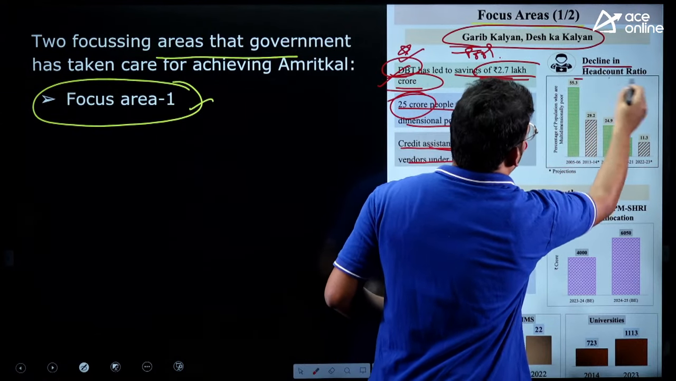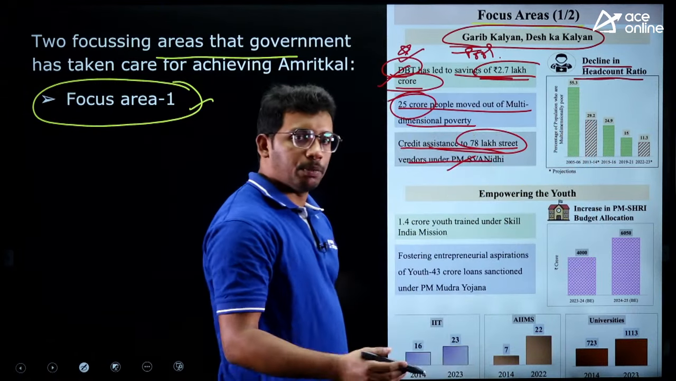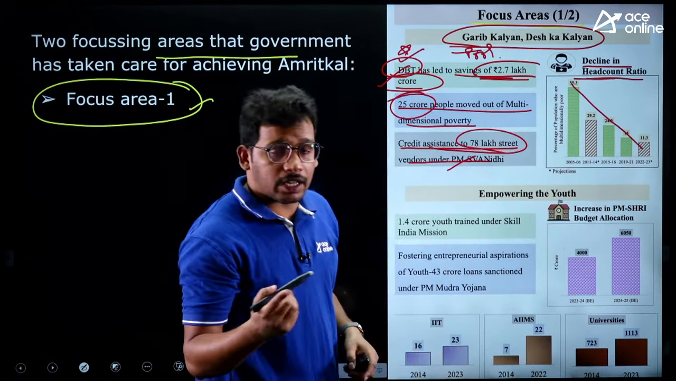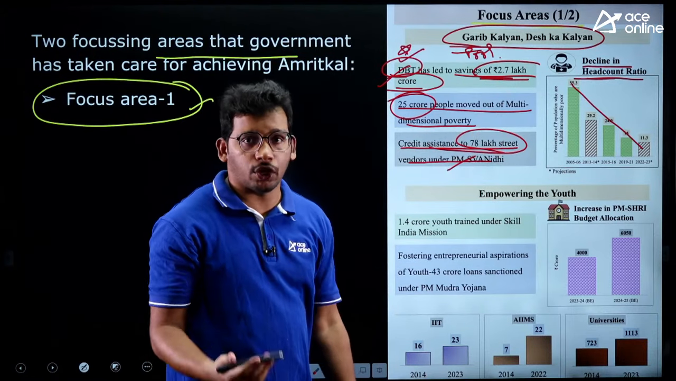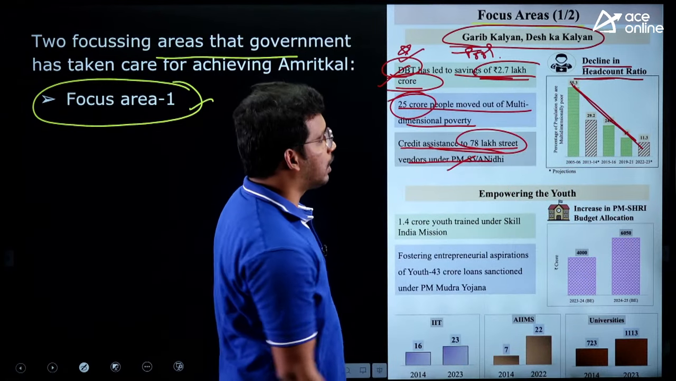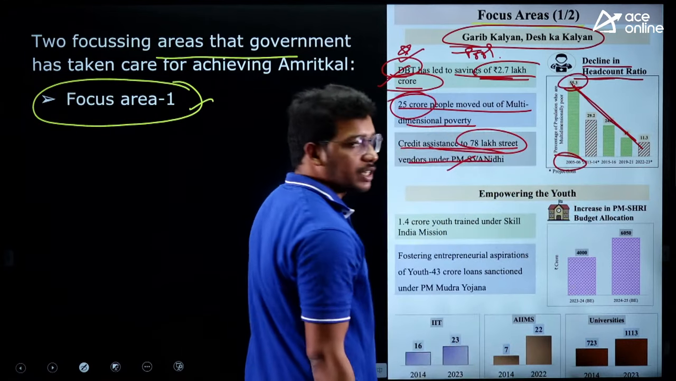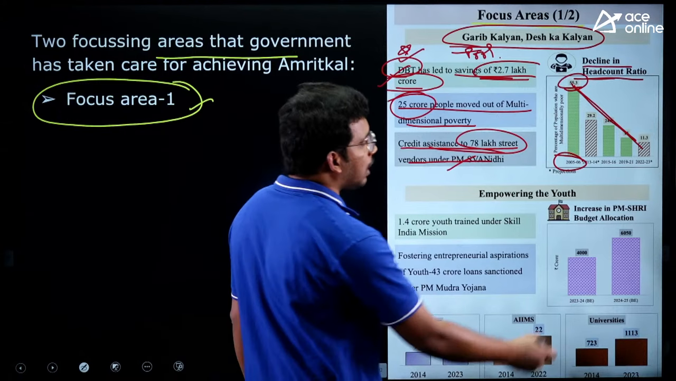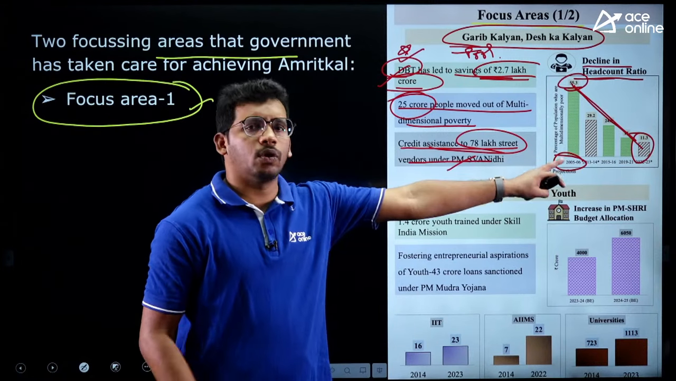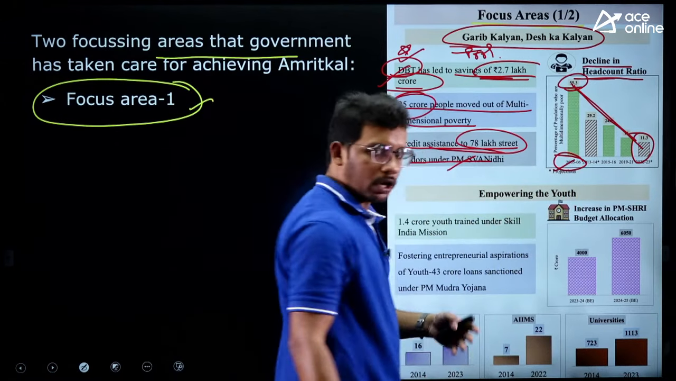And also, decline in head count ratio. That is again poverty only. Head count ratio means the number of people who are poor. So it keeps reducing. We discussed in one of the articles in the Daily Current Affairs the Niti Aayog report on headcount. Headcount is nothing but people who are in multidimensional poverty. The government says that in 2005, 55.3% of people were under multidimensional poverty. Now it has been reduced to only 11%. That means out of 140 crore in India, only 14 crore people are in multidimensional poverty, right? So this is again one more important thing.